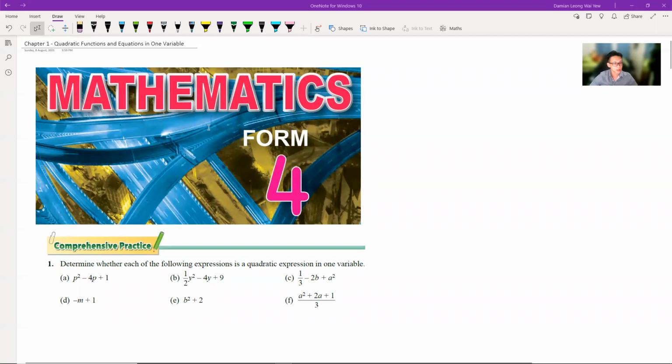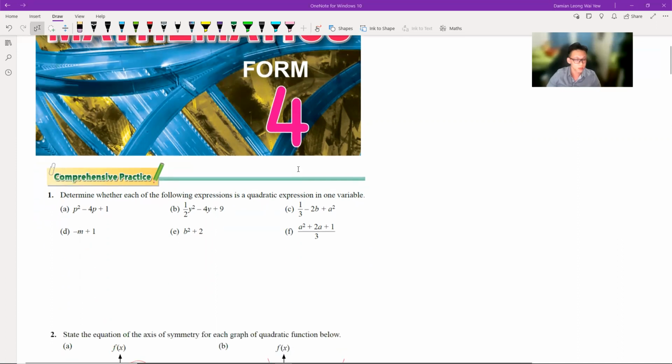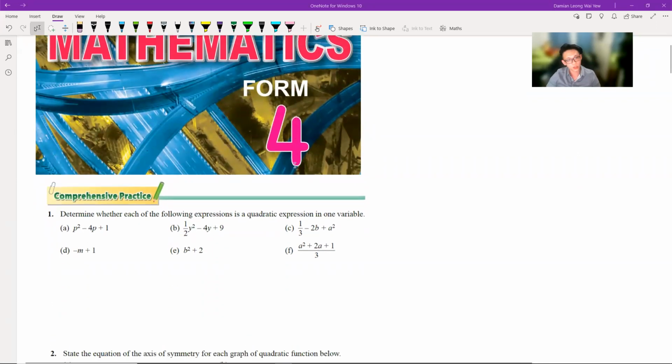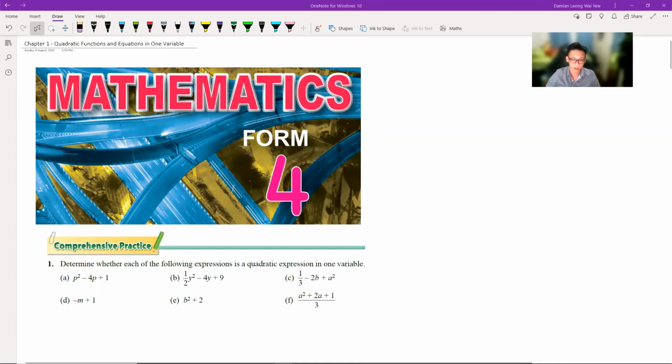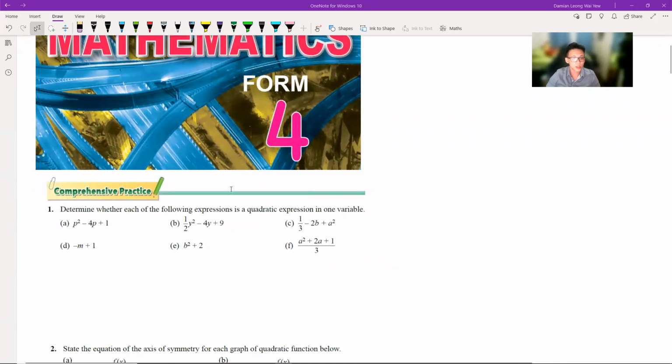So we look at the questions here. If you look at the first question in your comprehensive practice, very simple question. It's just determining whether or not the expression is a quadratic expression in one variable.